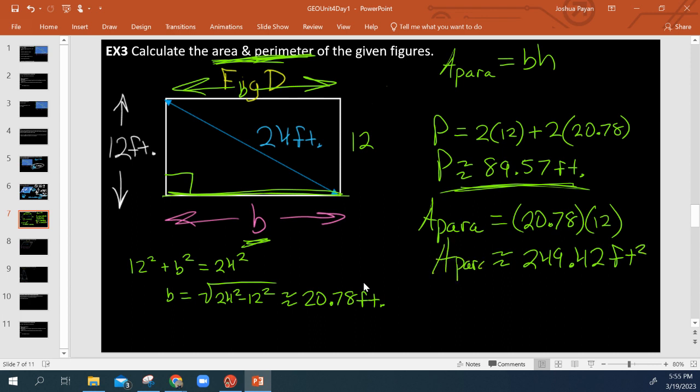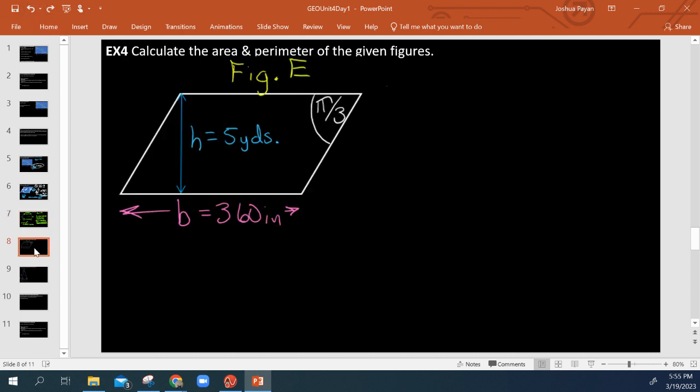And yes, I am going to be a little bit particular about units. Okay, when we're doing area, we're in square units. When we're doing perimeter, obviously we're in regular linear units. Okay, so here's another example.